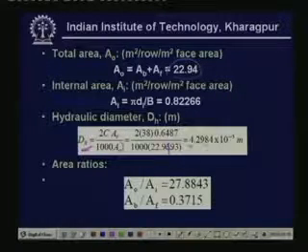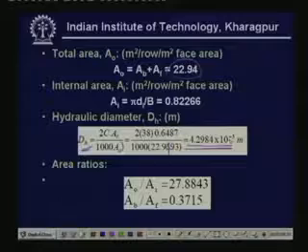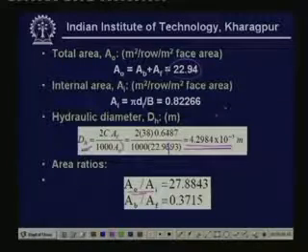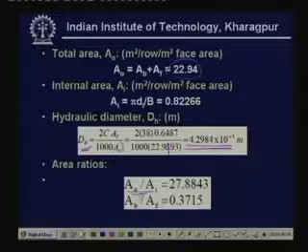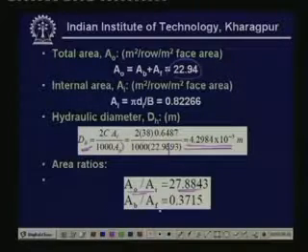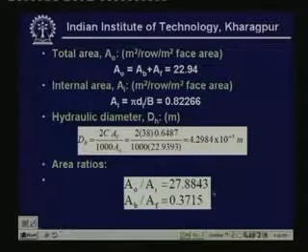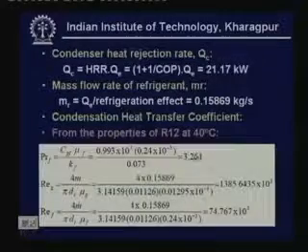So, you find that the hydraulic diameter is given as 4.2984 into 10 to the power of minus 3 meters, and we also need these area ratios for calculating the overall heat transfer coefficient. The area ratio A naught by AI, the total area divided by the internal area, works out to be 27.8843, and AB by AF, the bare tube area divided by fin area, is 0.3715. So now we have found all the required areas.